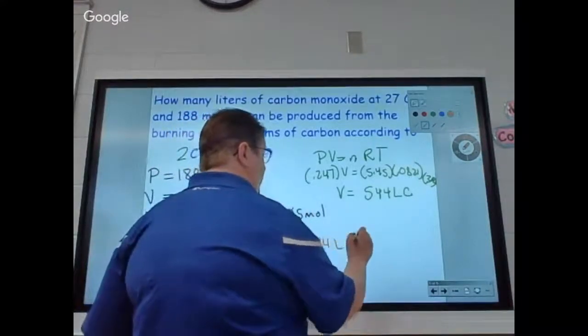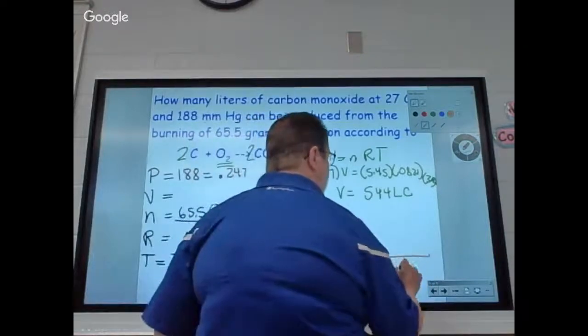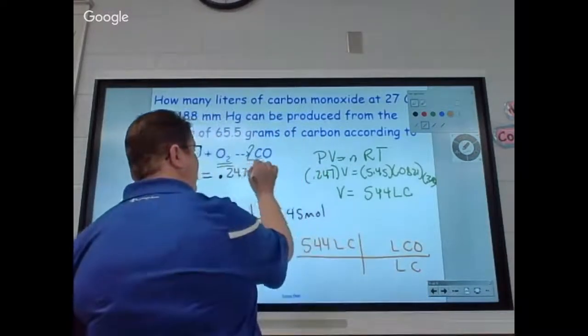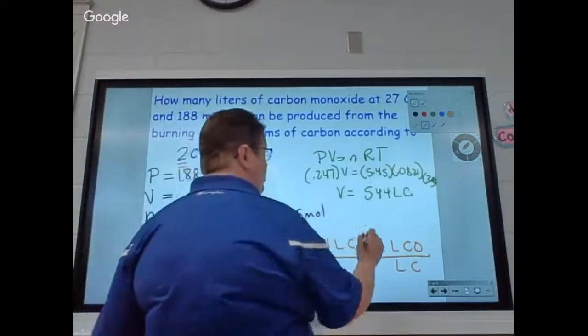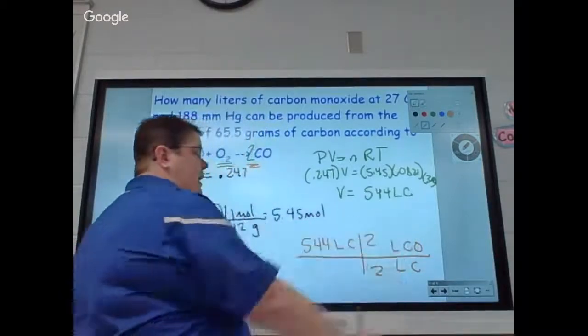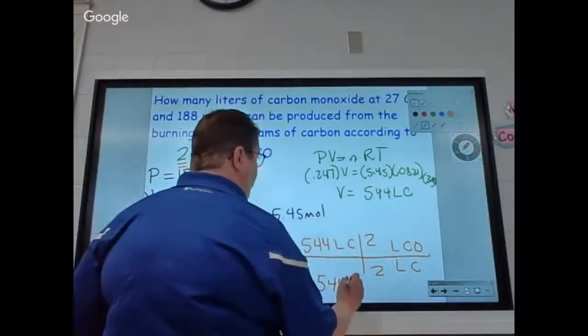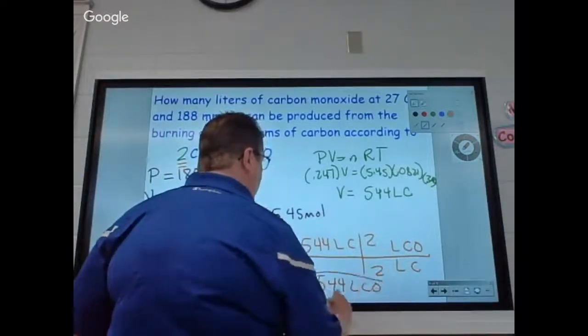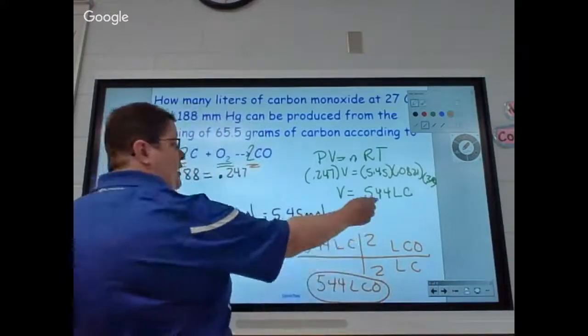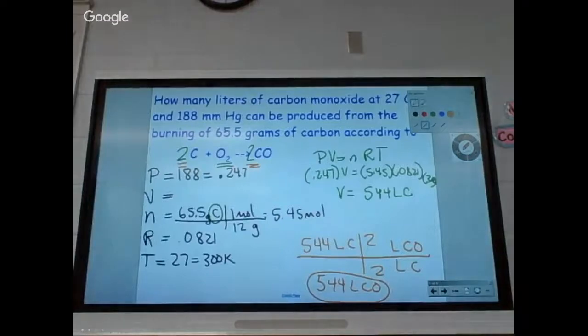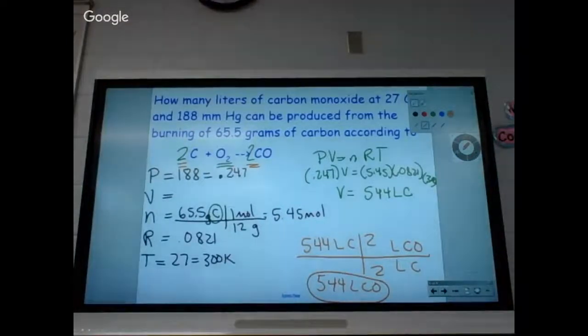So you got to show me liters of C being changed to liters of CO. You got to show me this step. Even though the mole ratio is the same, without the piece I just put in orange to give me 544 liters of CO, you don't get all your points. Even though this answer and this answer are the same, without the step in orange, you can't get full credit. That's nice. All right, questions?